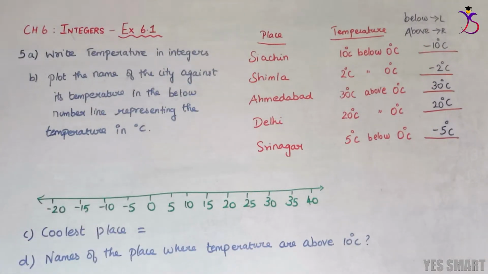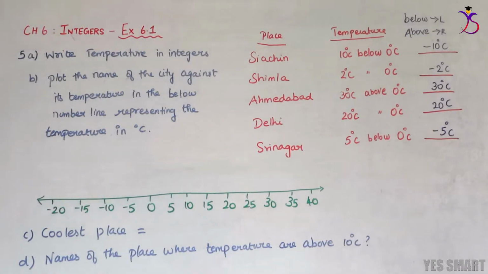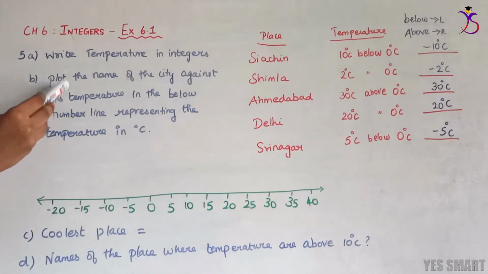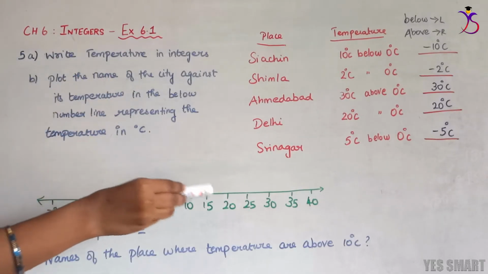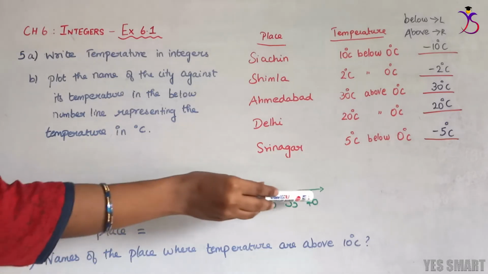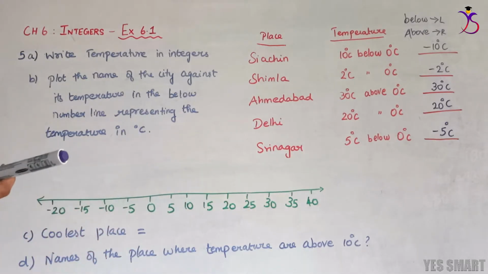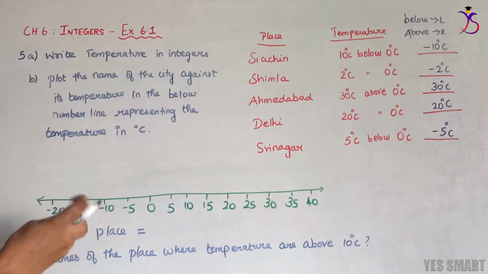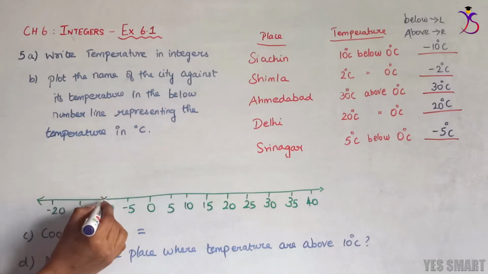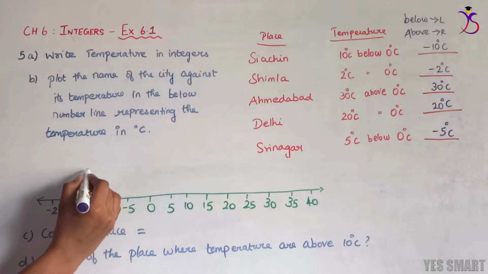Now we are going to see the B subdivision. In B subdivision, they are asking us to plot the name of the city against the temperature on the number line below. They have also given the number line, and it is in degrees Celsius. Therefore, all the values in the number line are in degrees Celsius. First place, Siachen. Siachen is minus 10 degrees Celsius. Therefore, at minus 10, I am marking it and naming it as Siachen.